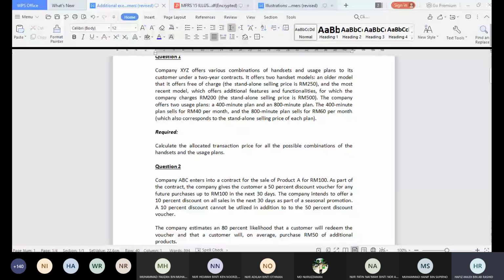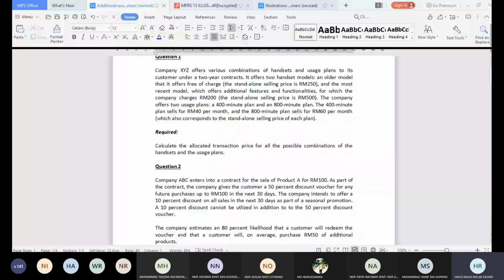Okay, for the first question, there will be a combination because in handset, you have two models. In the usage plan, you have two usage plans. So two models of handset and two usage plans. If you combine, there will be 4 possible combinations. For example, the old model with the first usage plan and the second usage plan, those are the first two combinations. Then you have the new model with the first usage plan and the second usage plan. So it will total 4 combinations.